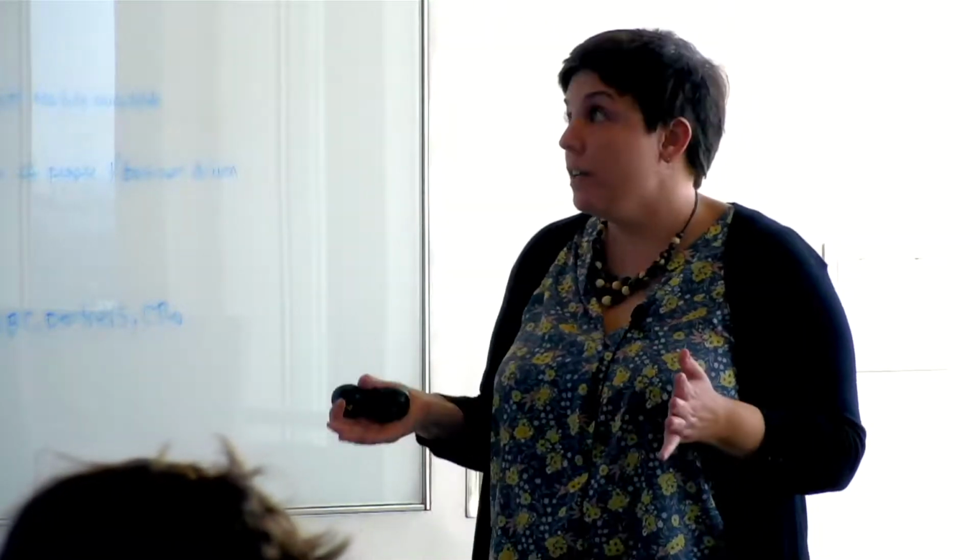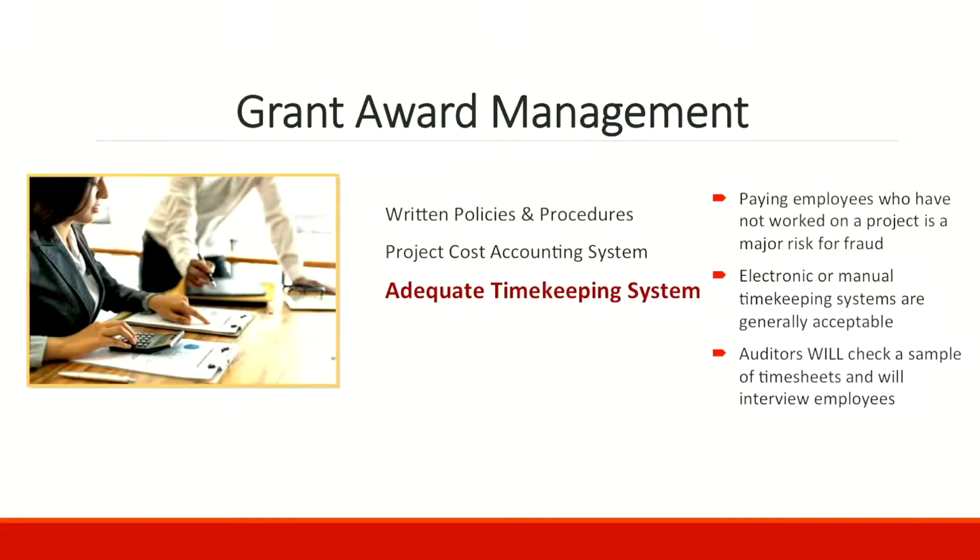Lastly, you need an adequate timekeeping system. Now, why is this so important? Because the first thing that an auditor will ask you when there's an audit is: where is your timekeeping system and where is your policy and procedures manual.